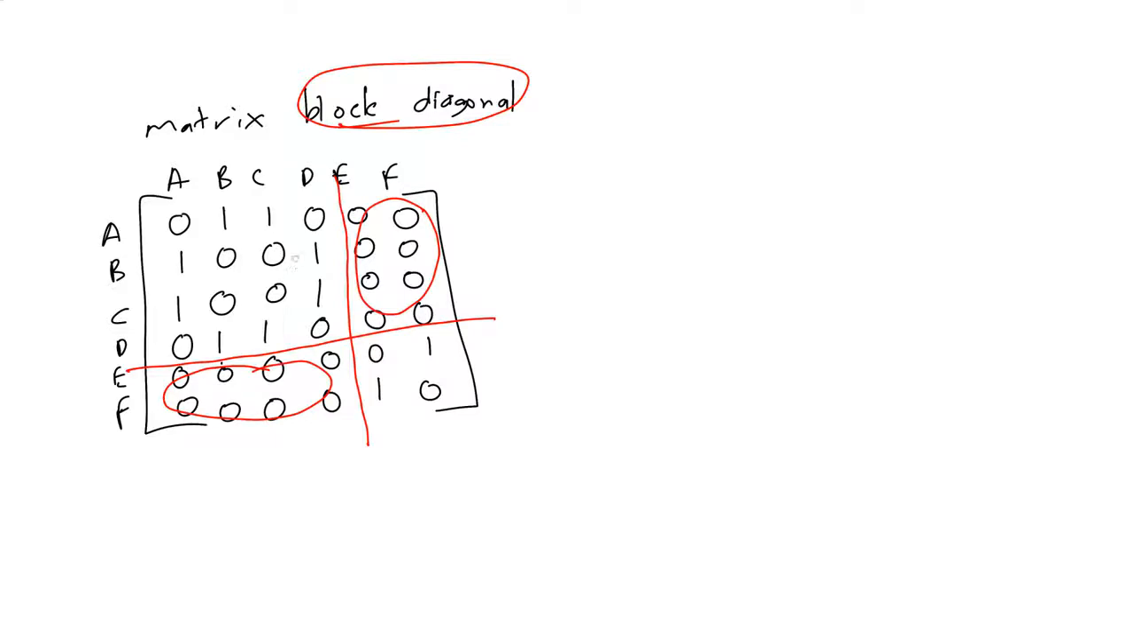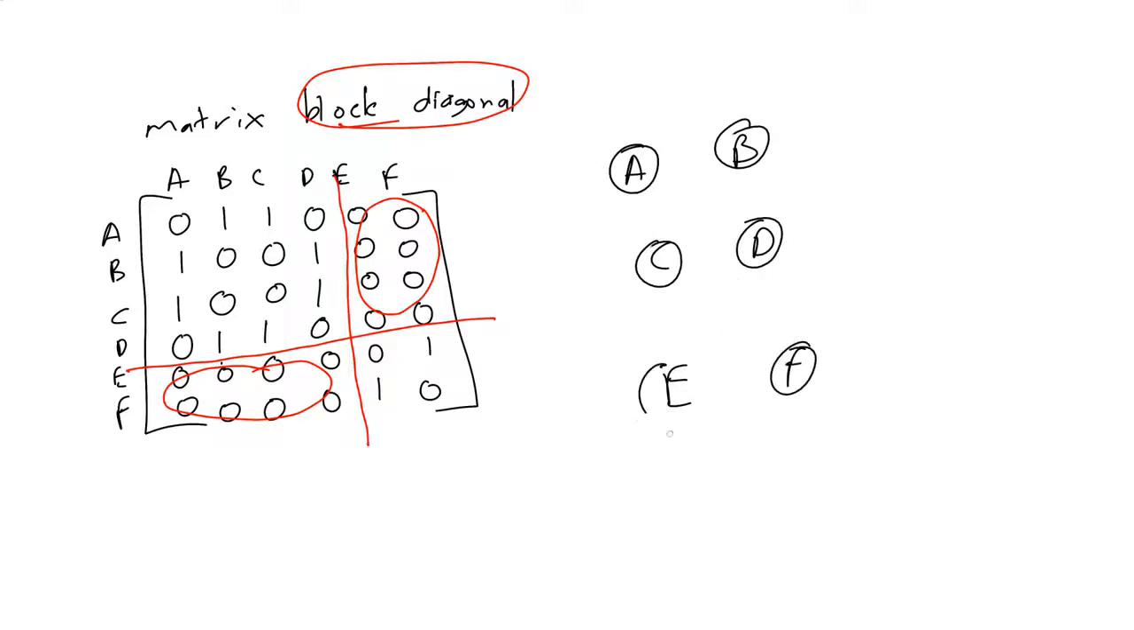Now, can you look at this and tell me anything interesting about this matrix? And in particular, can you tell me anything interesting about what the graph that represents this matrix will look like? So let's draw it here. Let's make our nodes A, B, C, D, E, F. And let's put in all our edges.